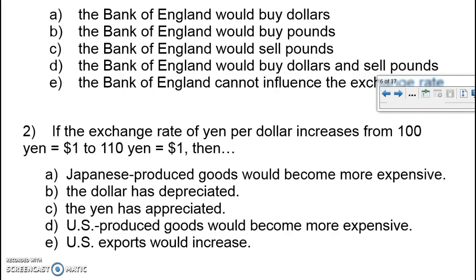So now we need to think about what's this going to mean for actually buying goods. Well, if the Japanese currency depreciates, their goods are actually going to become cheaper, not more expensive. So A is wrong. And if you look at D, U.S. produced goods become more expensive. Yes, it costs people in Japan more to buy a dollar. Therefore, it costs them more to buy U.S. goods.